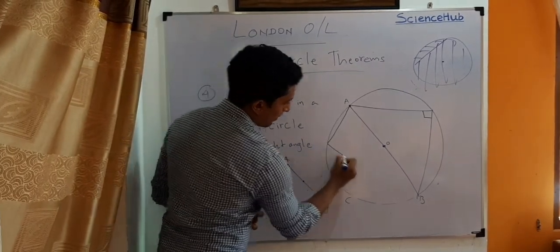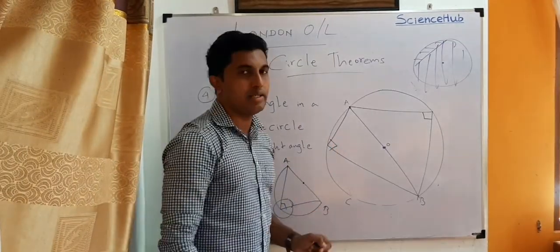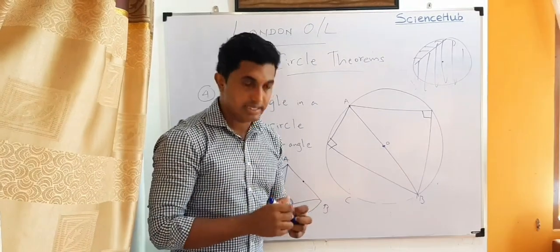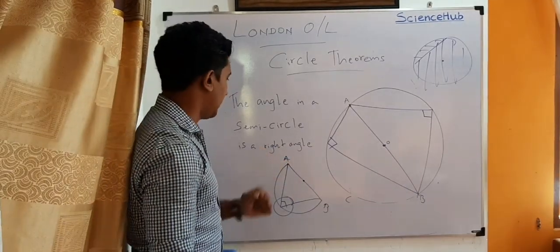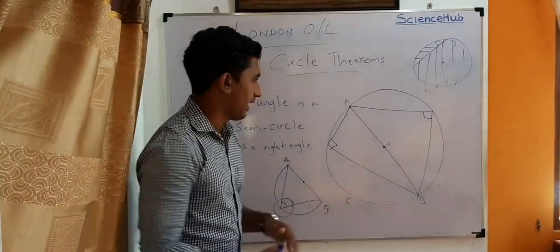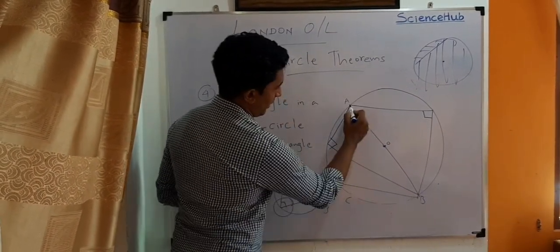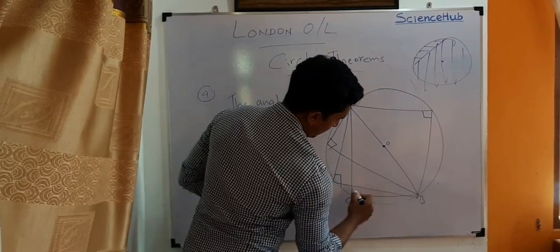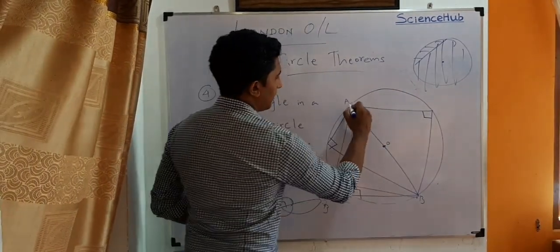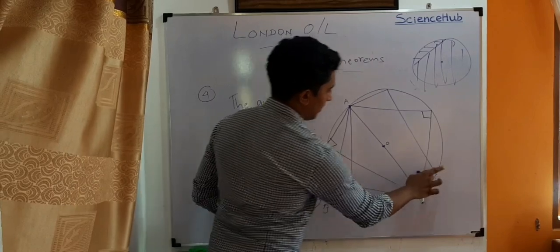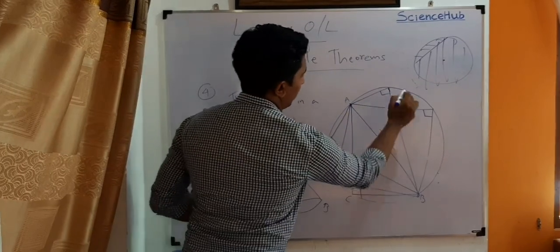If like this, then this one also equals 90. I think now you can understand this. The angle in a semicircle is a right angle. Not only these types, we can consider this one also. This is 90, and we consider this one. This is also an angle in a semicircle. Then this one should be 90.